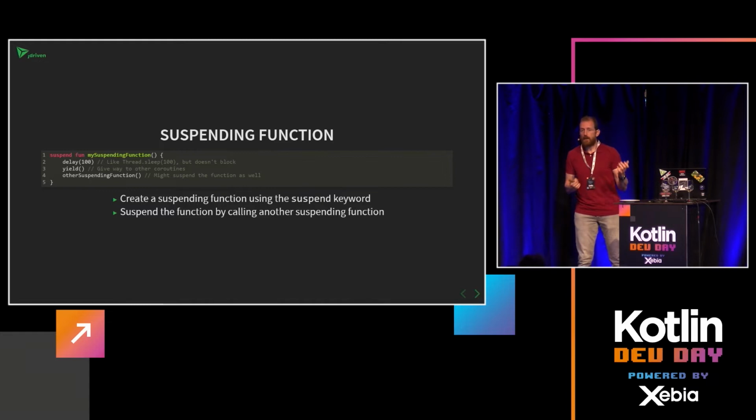I hope that when Project Loom arrives in Java with the virtual threads, there's going to be a more efficient way of implementing this on the JVM. It's not that it's very resource intensive, but of course there is some overhead in calling suspending functions.